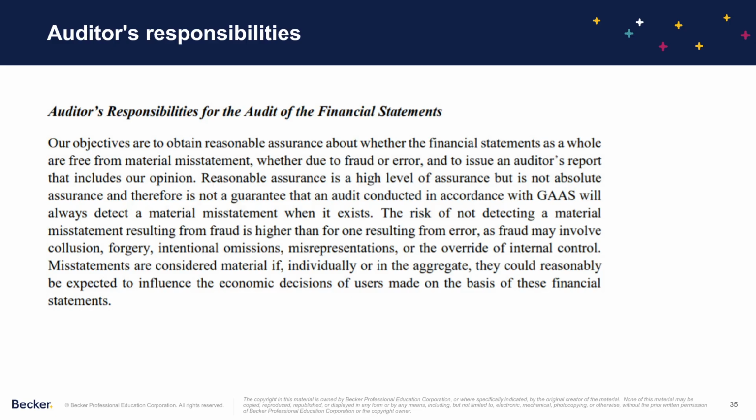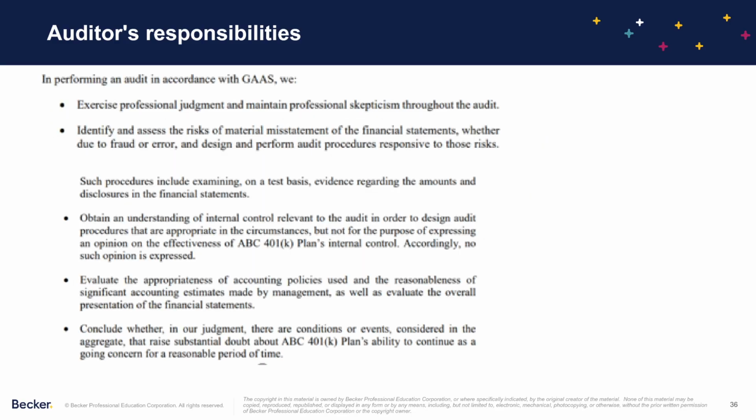So our objective is to obtain reasonable assurance about whether the financial statements as a whole are free from material misstatement, whether due to fraud or error, and to issue an auditor's report that includes our opinion, right? That's the same sentence. We then have a sentence defining reasonable assurance. We have another sentence that describes why it's harder to find fraud than error. And then we conclude with a sentence regarding the definition of material misstatement. So that is all the same as what you would have in a SAS 134 report, just bringing those conforming amendments. We then have our listing here of the procedures that we are going to perform.